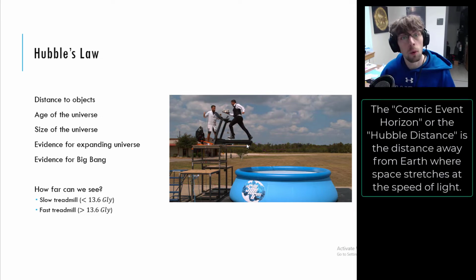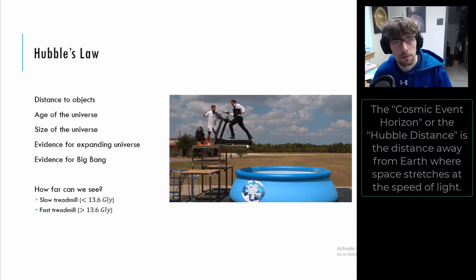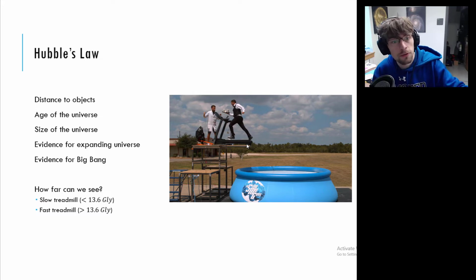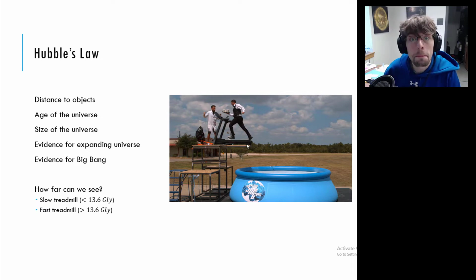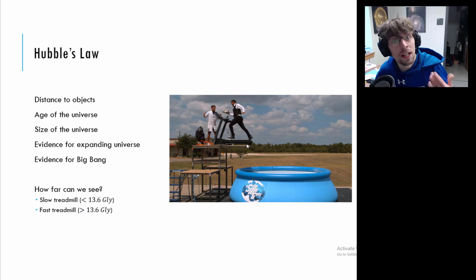That represents what we call the cosmic event horizon, or some people will call it the Hubble distance. So Hubble's law tells us as you move further and further away from Earth, the space between us and that point in space is expanding. And Hubble's law tells us how quickly it expands. The Hubble distance, the cosmic event horizon, is how far away you have to be from Earth for the stretching of space to exactly match the speed of light. We actually already found that. That's that 13.6 billion light years.